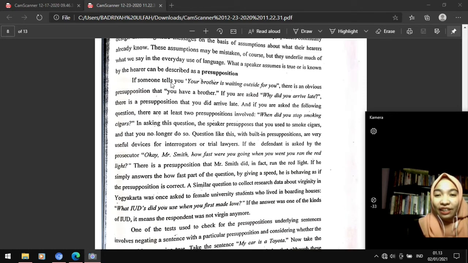Okay, now see. If someone tells you your brother is waiting outside for you, there is an obvious presumption that you have a brother. Jadi ketika orang itu bilang, tuh kakakmu nunggu.